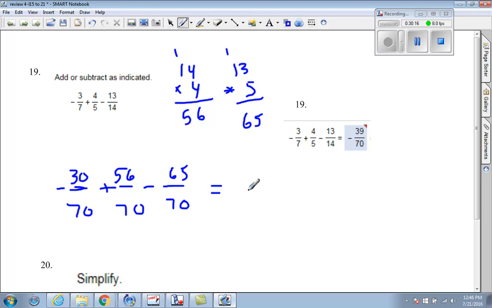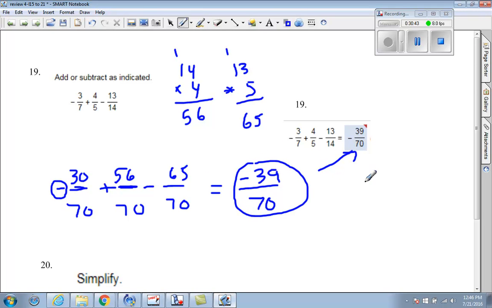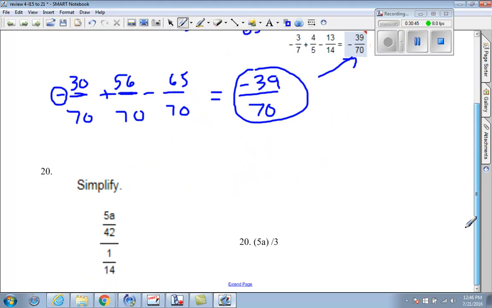Now when you have that LCD of 70, you keep it, but check this out. You have a loss of 30, and then you've got to add all the numerators. But be careful of the signs, because negative means loss. So you have negative 30, gain 56. Well, that's going to bring you to 26. And then 26 minus 65. That's where you're getting that negative 39 from. Voila. Okay?